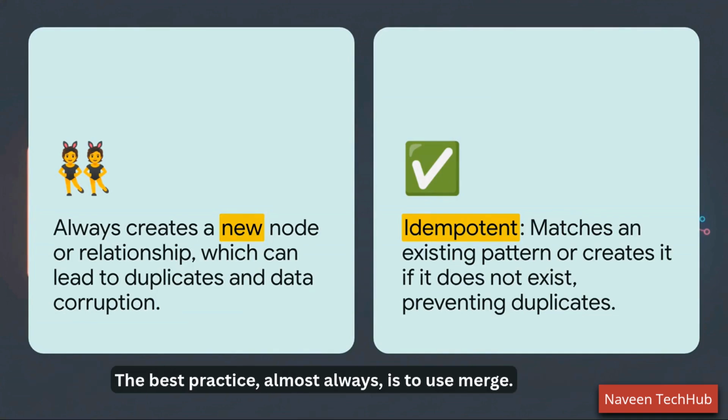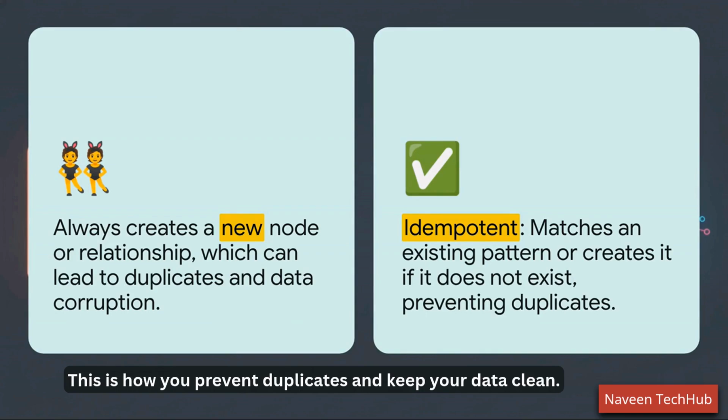The best practice almost always is to use merge. Merge first tries to match the pattern. If it finds it, great, it does nothing. If it doesn't find it, only then does it create it. This is how you prevent duplicates and keep your data clean.